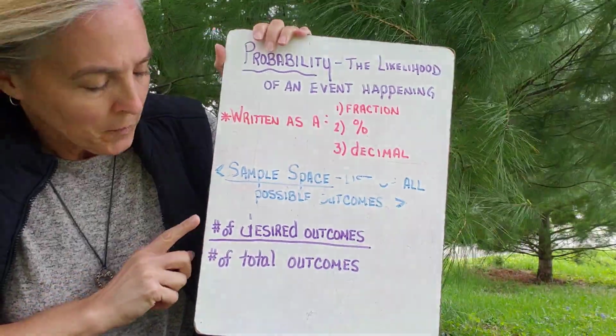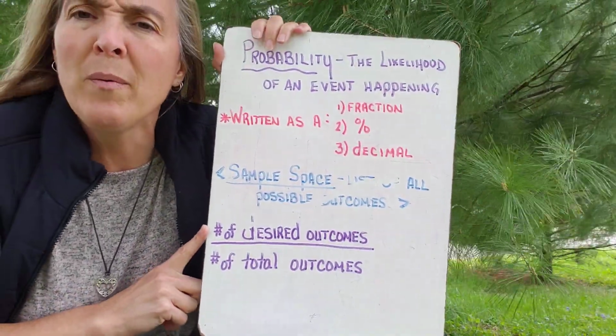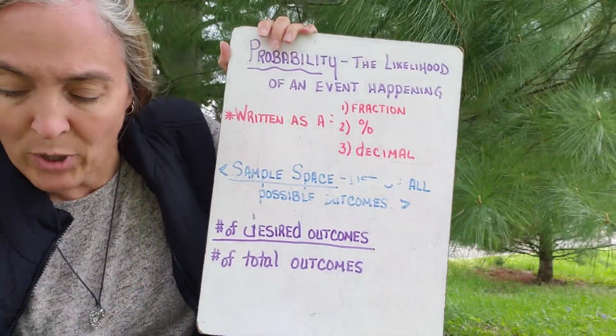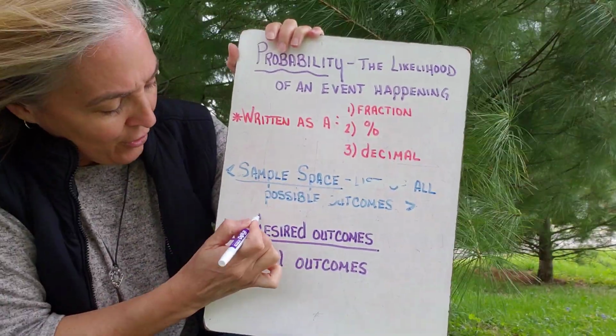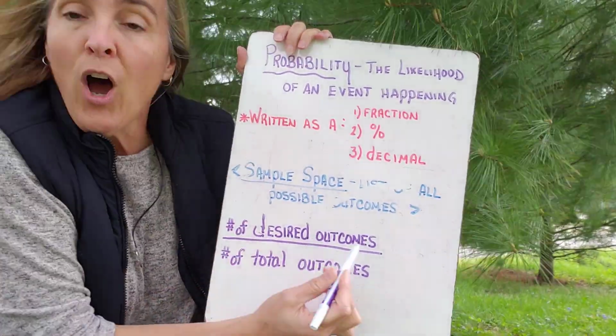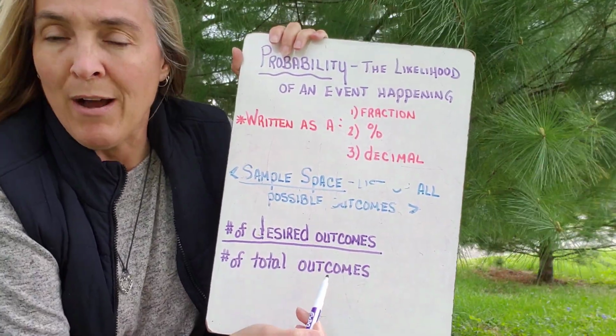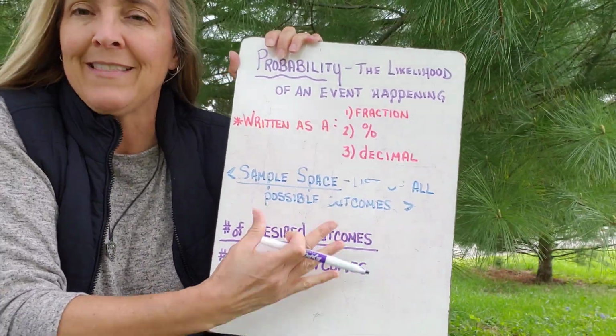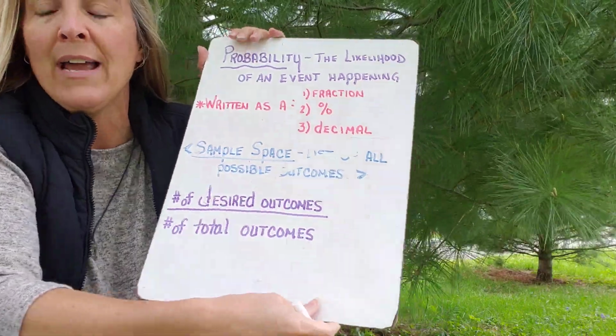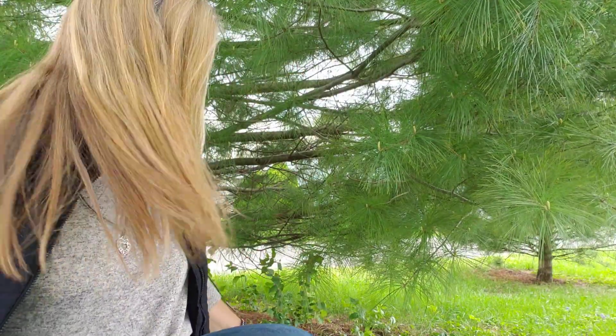But keep in mind, as you write probability, you want the number of desired outcomes over the number of total outcomes. That's in fraction form, and that's typically how I will think of probability.